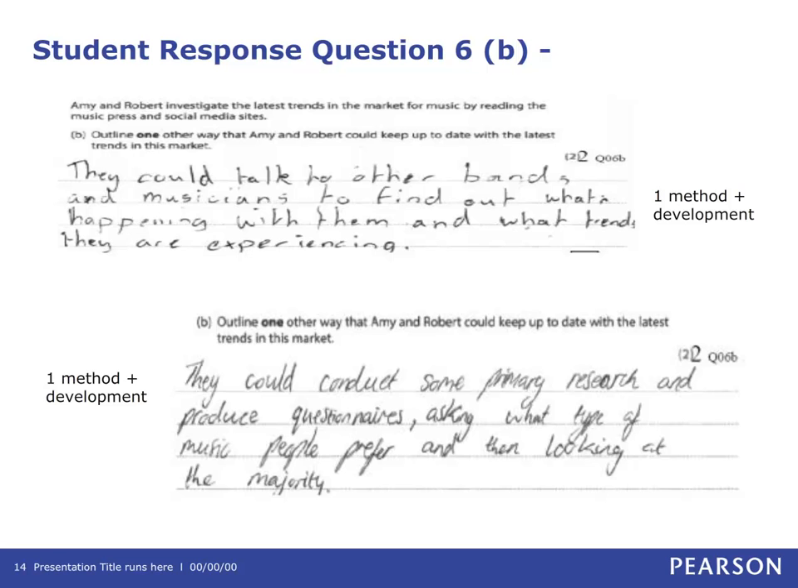Question 6b is worth 2 marks. This was another question where many students could gain most of the marks, but they needed to ensure they suggested other ways, and not simply restate "look for trends in the music press" or on social media sites.